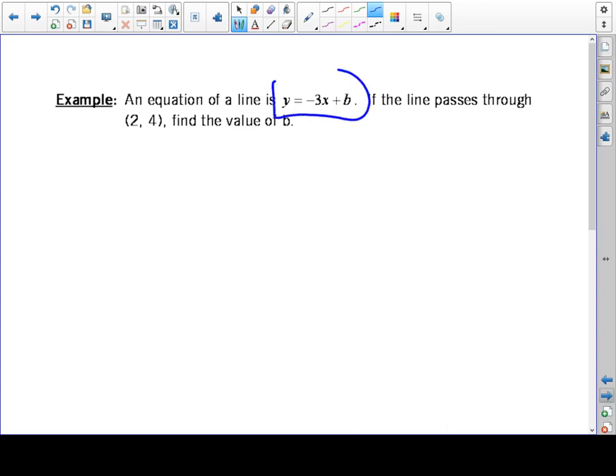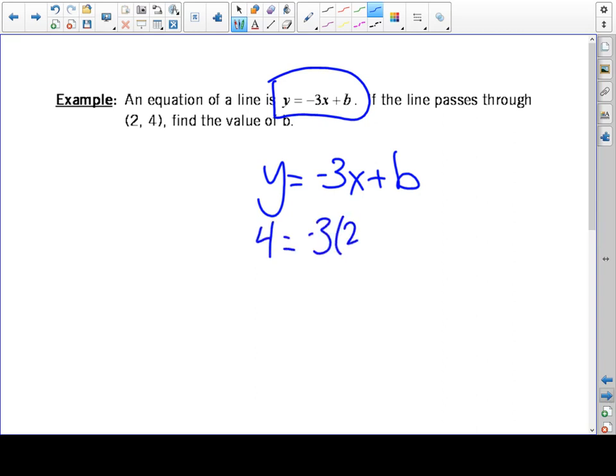We take a look at this right here, y equals negative 3x plus b. This is an equation, okay? This equation has 3 variables, y, x, and b. And we're given the point (2, 4). Now (2, 4) represents x and y, so we're just going to replace x and y with 2 and 4 respectively. So that's going to be 4 equals negative 3 times 2 plus b. So our only unknown now is b. So we're going to get 4 equals negative 6 plus b.